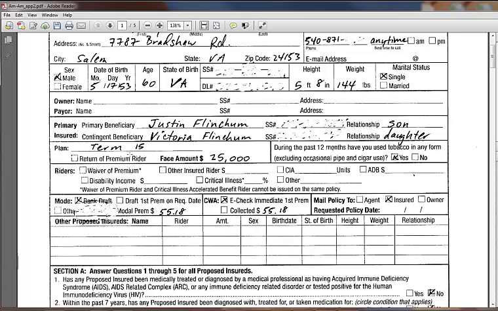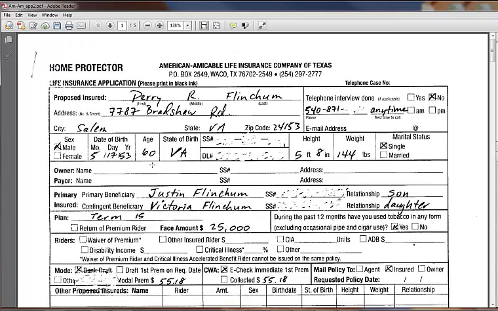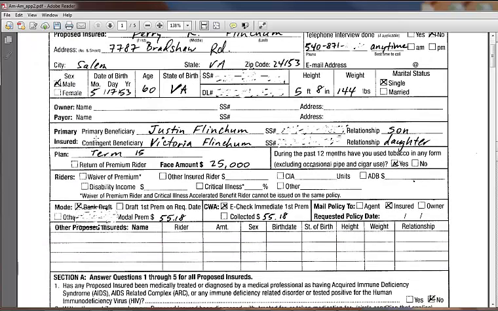The plan, some people just put Home Protector here. Obviously, this is a Home Protector app, so that's a given. You want to make sure that you specify what the term is of the Home Protector. So is it a 15-year, or 20-year, or 30-year? And then what is the face amount? These yes or no questions have to be answered.